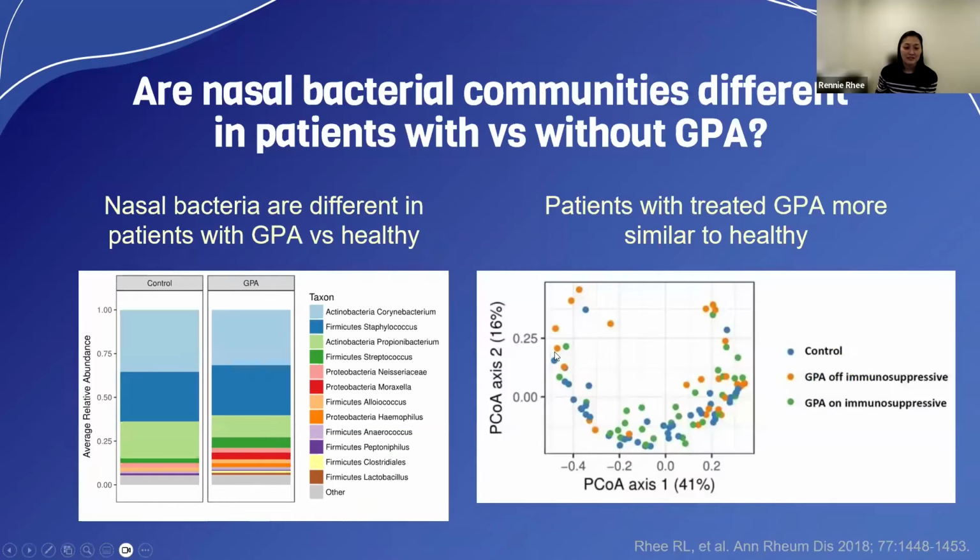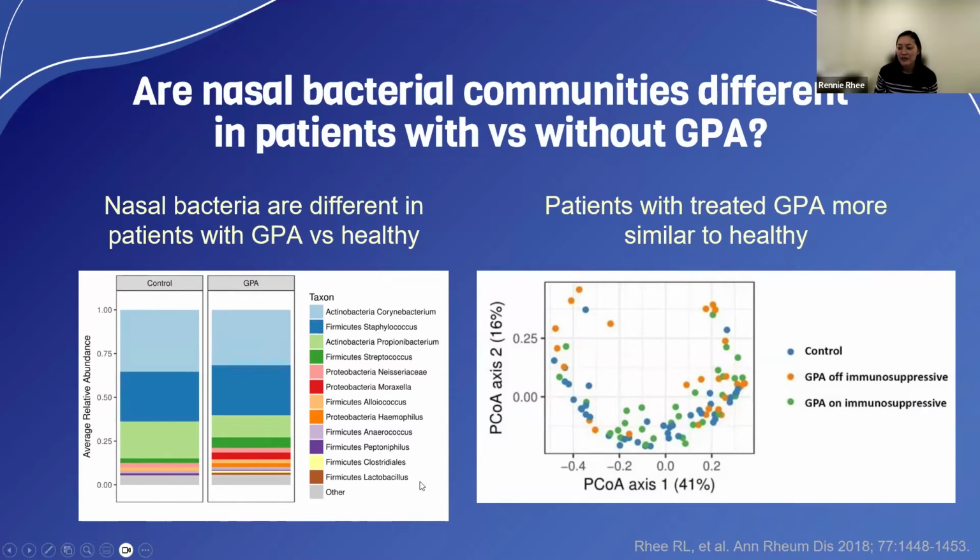So some of the things we wanted to look at: what about the bacteria in the nose? Not just Staph aureus, but everything else. Are they different from patients who don't have GPA? We did an initial approach, looking at a group of patients with GPA and comparing them to healthy patients who don't have GPA. Each of these colors represents a different type of bacteria, and you can see that patients with GPA had more different types of bacteria than patients who didn't have this condition.